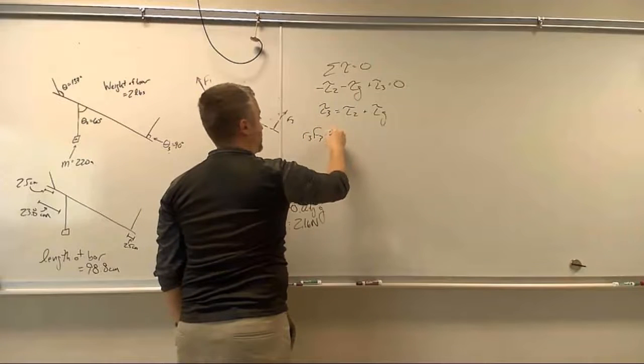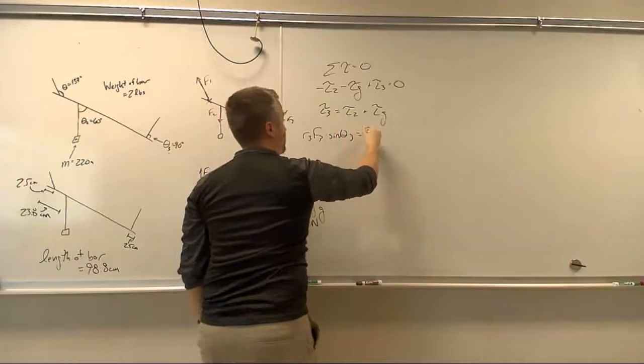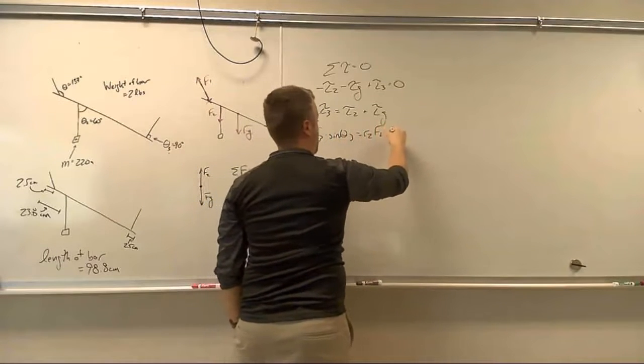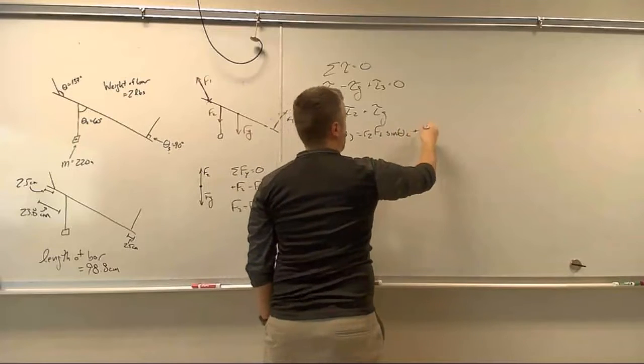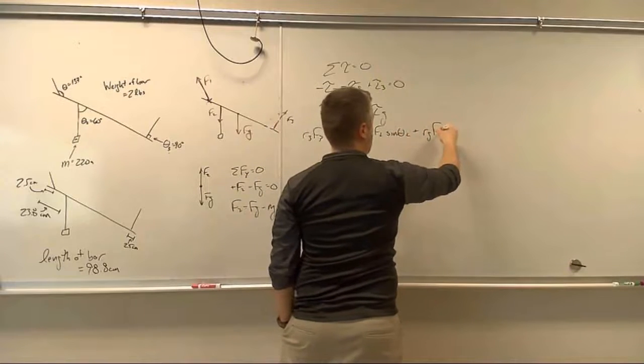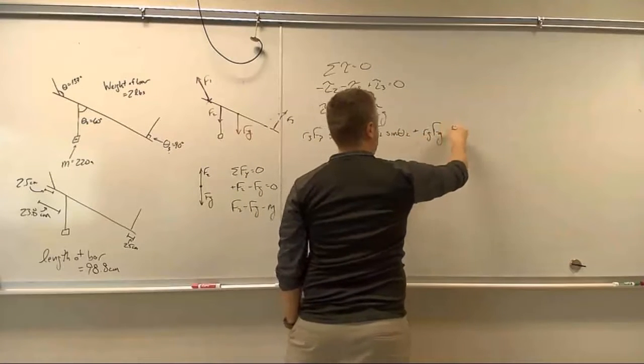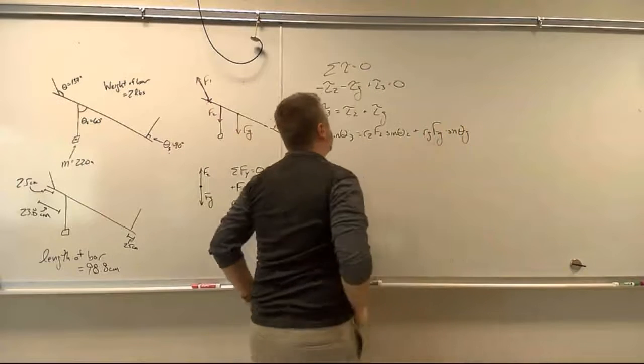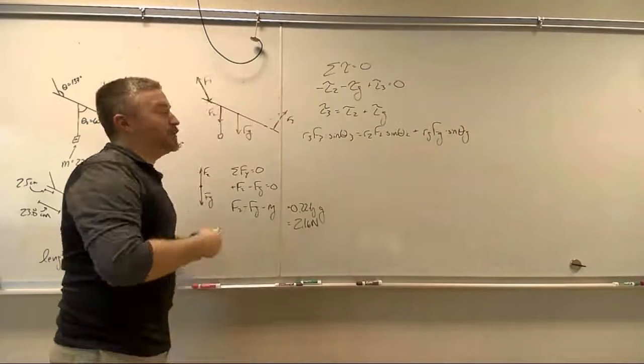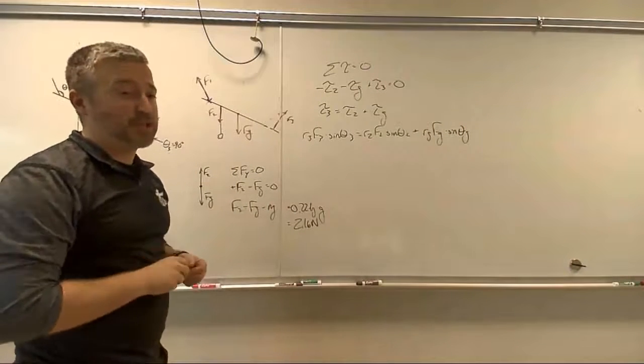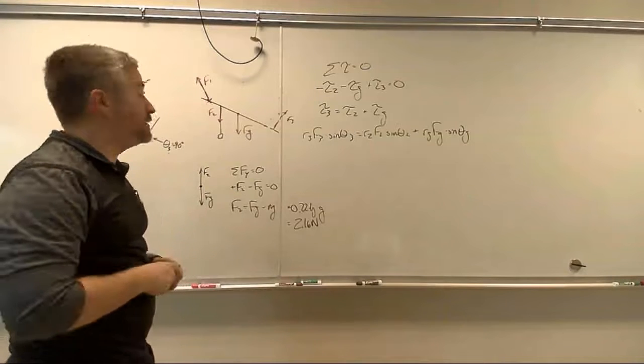R3 F3 sine theta of 3 equals R2 F2 sine theta of 2 plus RG FG sine theta of G. Now, let's talk about simplifications. Usually this is where I do it. There is actually, unfortunately, only one. I just made mention of it a second ago.